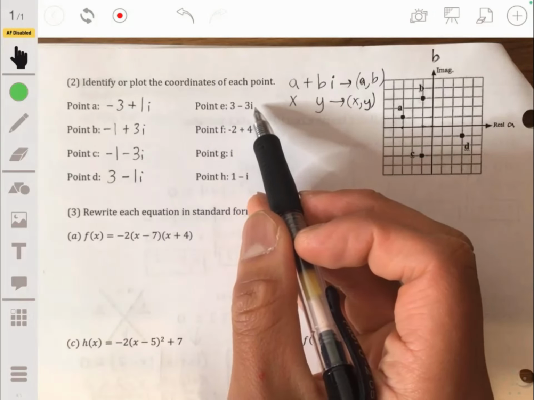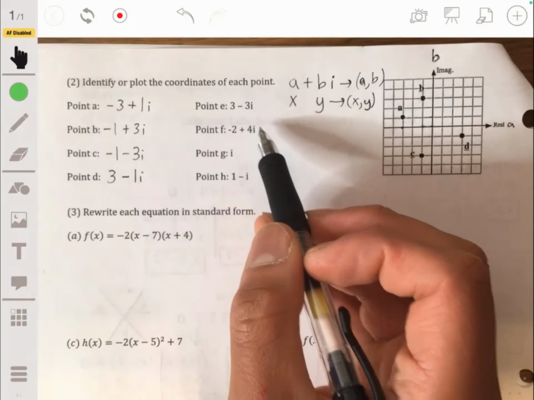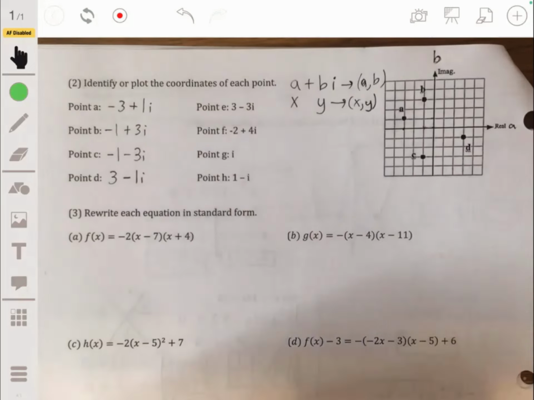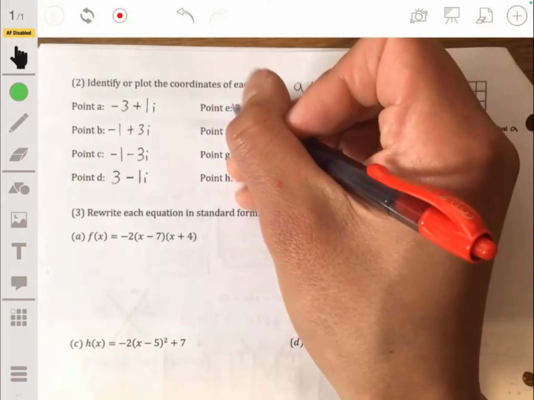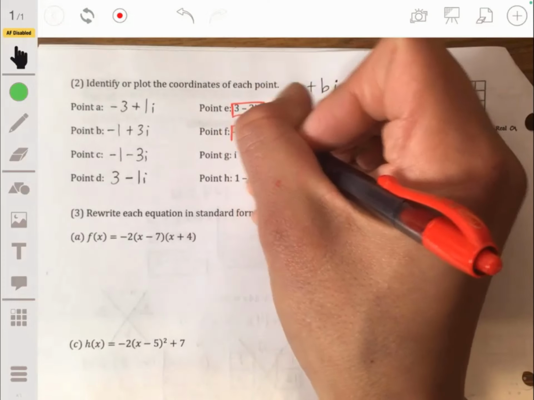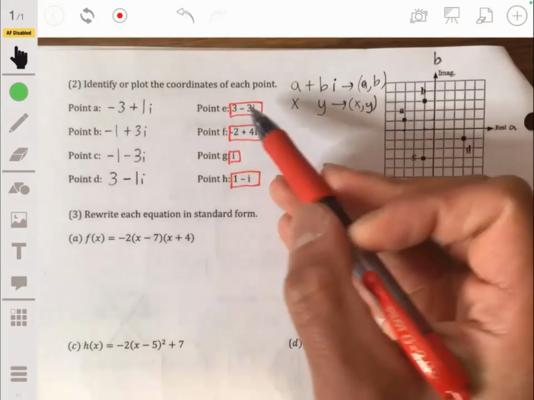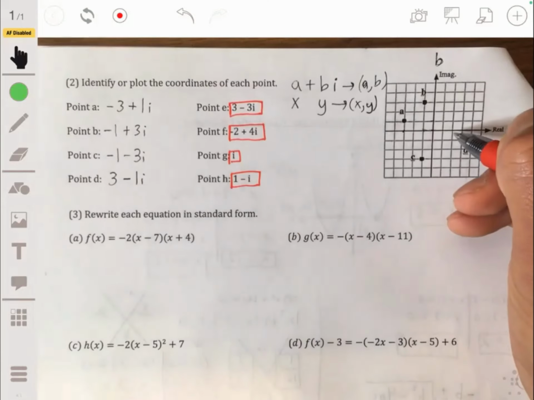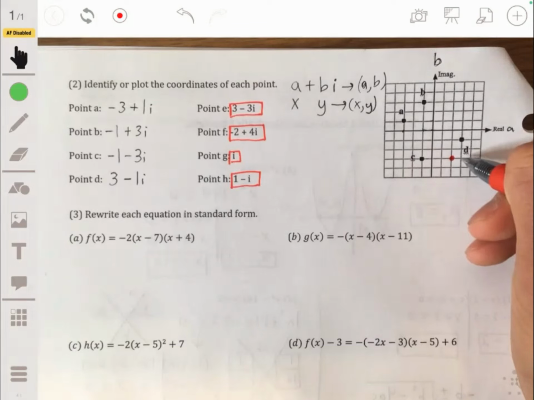These next ones, point E. Oh, okay, these ones were just plotting where we're given the coordinates. Let me put these in red. These next four were given the coordinates of these 4 points, and we got to plot them. So point E, we're told, is at 3 minus 3i. So 3 and negative 3. So 3 minus 3i will be like over here.